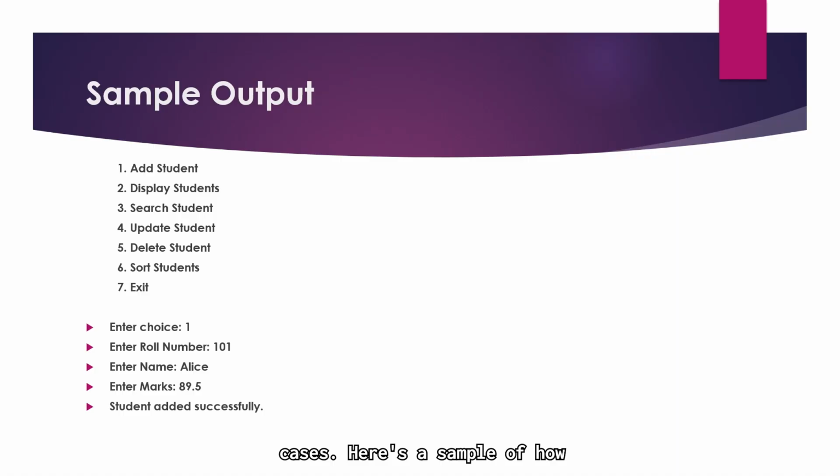Here's a sample of how your program will look when executed. The menu options are clearly displayed and the user can select what they want to choose. For example, entering one allows them to add a new student by entering a roll number, name, and marks. A success message confirms the operation. Keeping your interface clean, informative, and friendly goes a long way in improving the user experience.